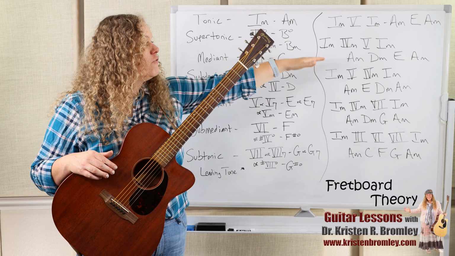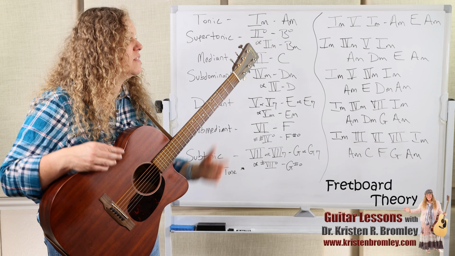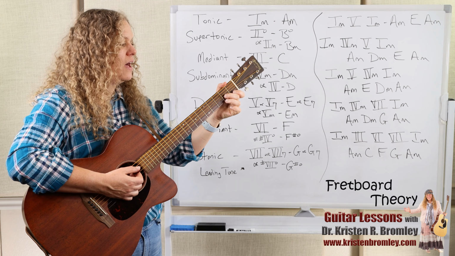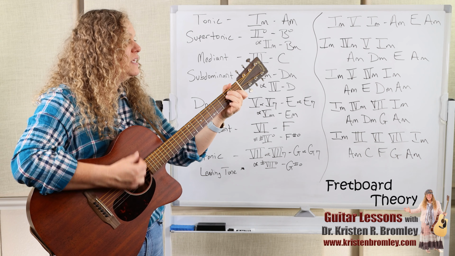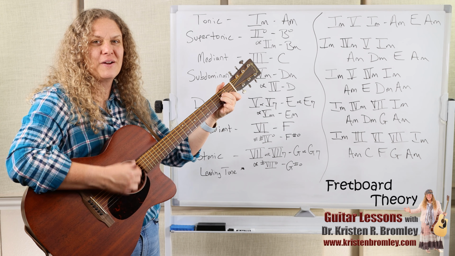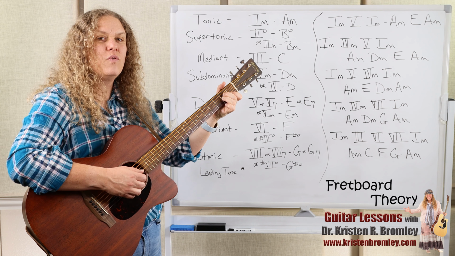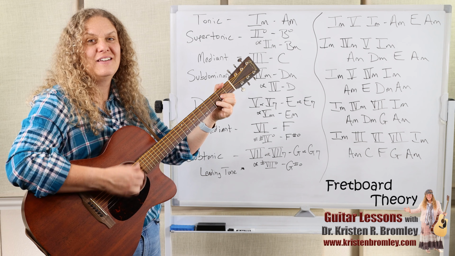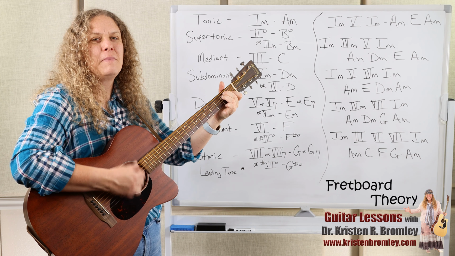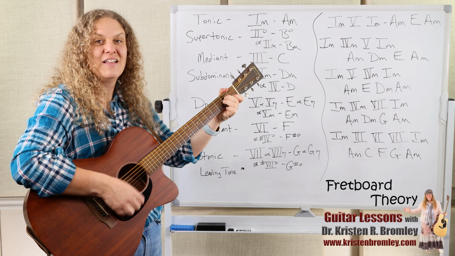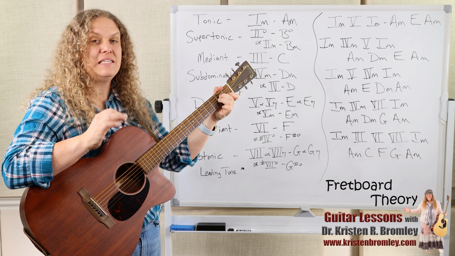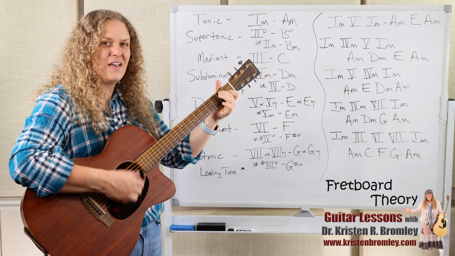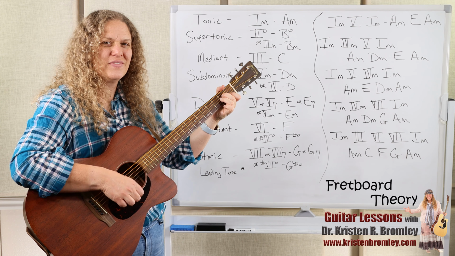So with the 1, 4, 5, 1, I'm just going to demonstrate it there, where we've got A minor to D minor, D minor to the E, and to the A minor. So I'd have 1, 2, ready, I'd have A minor, and now I'll do it with an E7. So A minor, E7, back to A minor.